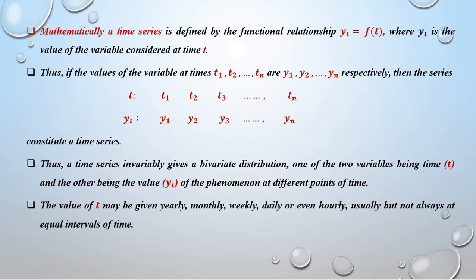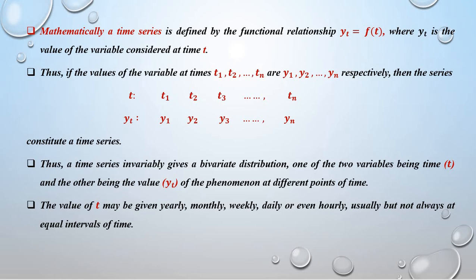Mathematically, a time series is defined by the functional relationship yt = f(t), where yt is the value of the variable considered at time t. Thus, if the values of the variable at times t1, t2, ..., tn are y1, y2, ..., yn respectively, then the series can be expressed as t is t1, t2, t3, ..., tn, and their respective y values are y1, y2, y3, ..., yn, which constitute a time series.